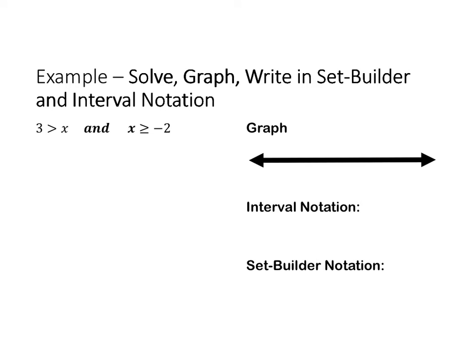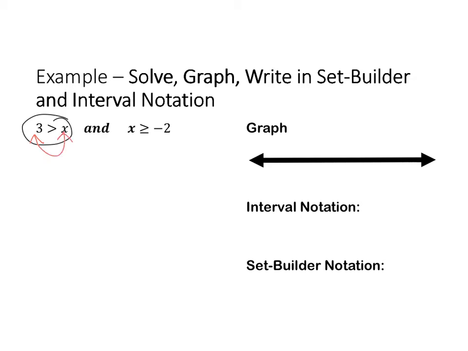Alright, here's my first example. My directions tell me to solve, graph, and write it in set builder and interval notation. First of all, both of these inequalities are solved because I have the variable isolated or alone on one side of the inequality. But this one right here is not written in my blueprint or my format. I always want my variable to the left, followed by my inequality, and then my number to the right. But that's an easy fix.